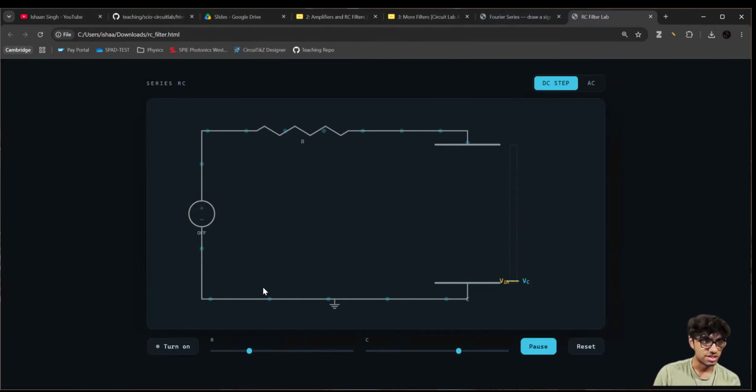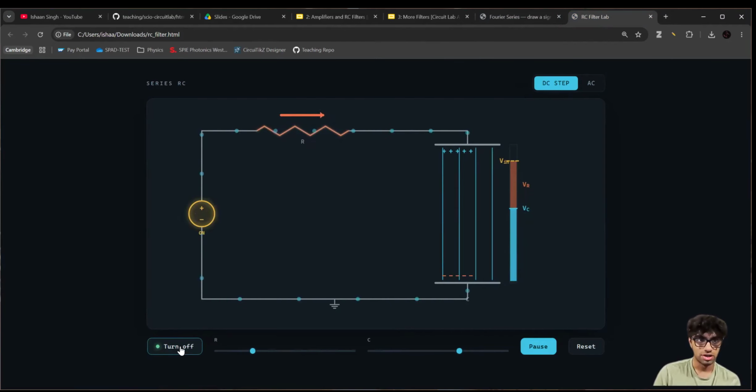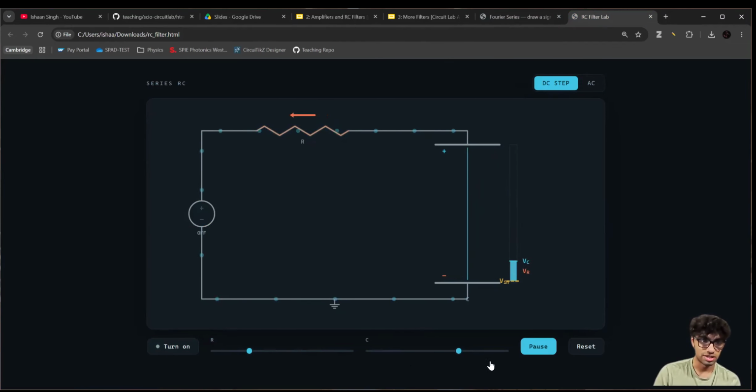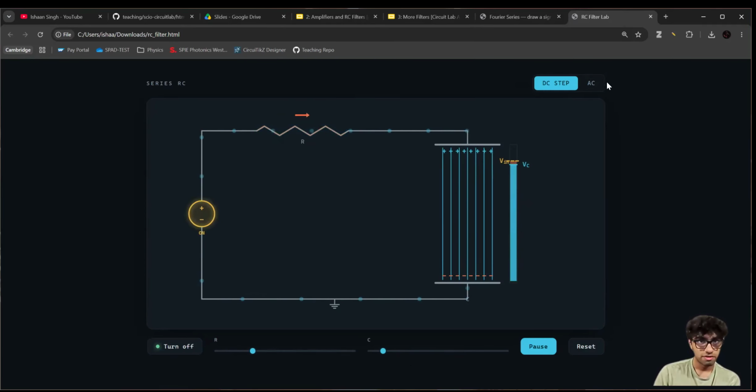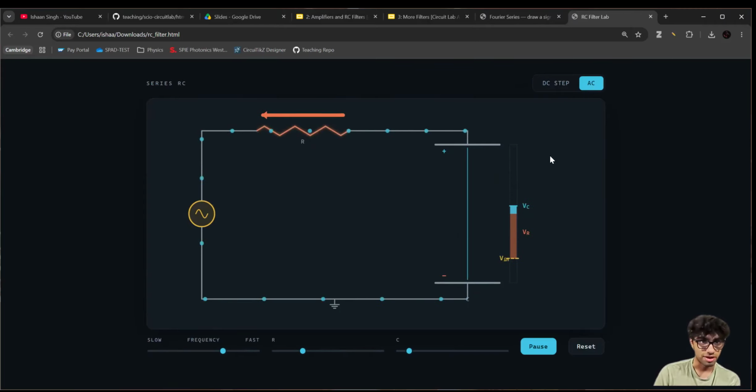So let's first look at the DC. If I turn on the capacitor, you see it takes some time to react. If I turn it off, it takes some time to react to that as well. But if I turn down the capacitance, if I decrease that time constant R times C, now the capacitor reacts a lot faster. If I go to the AC simulation, we see the same thing.